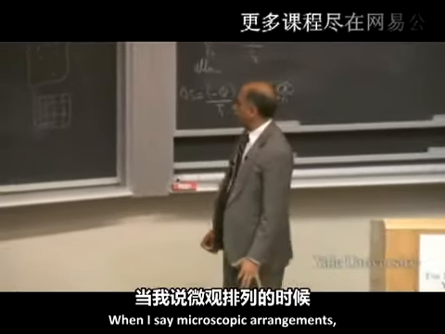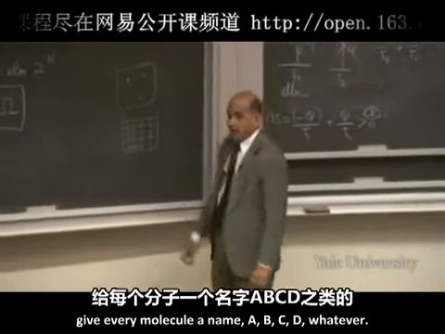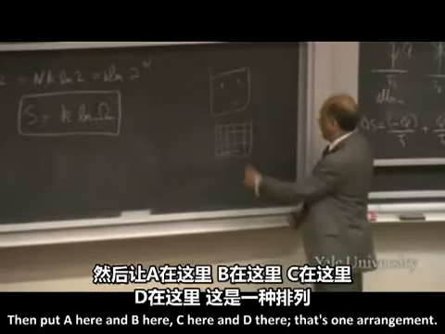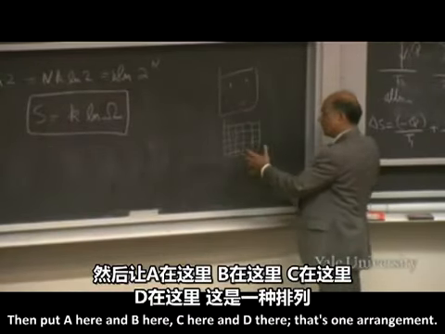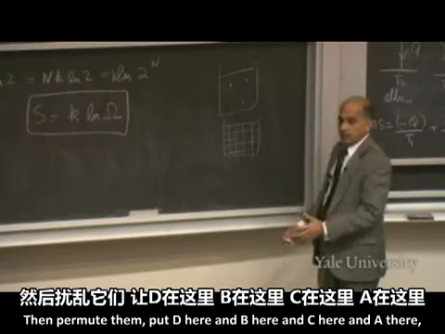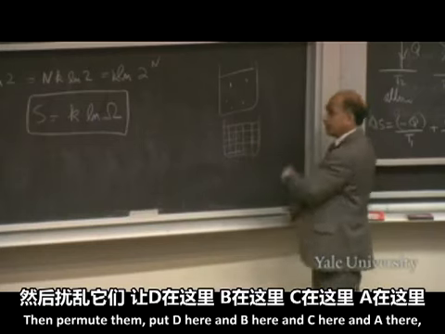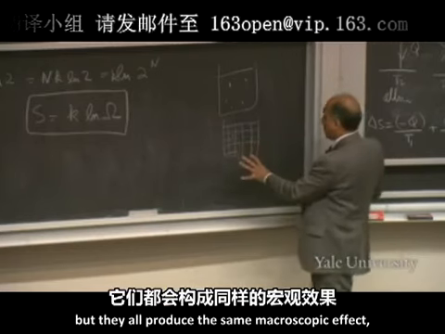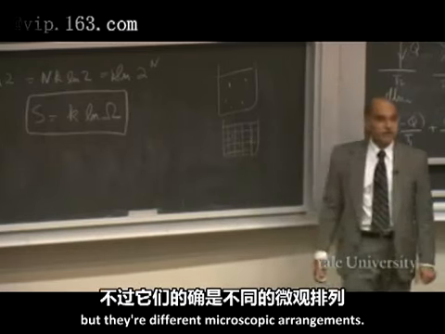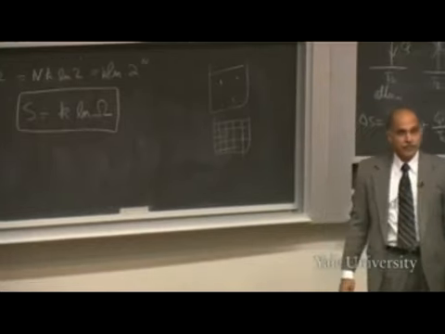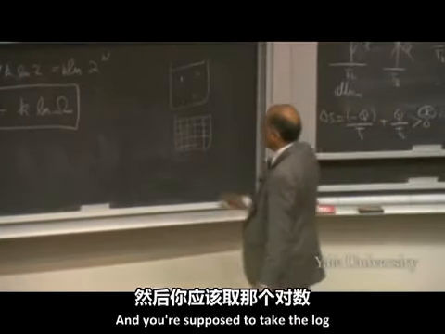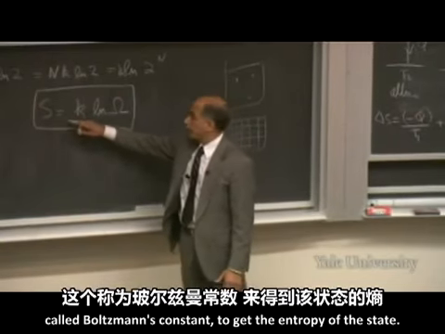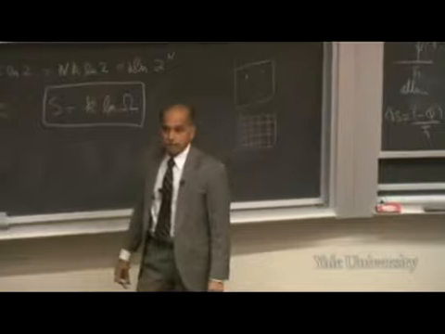When I say microscopic arrangements, I really mean the following. Give every molecule a name. A, B, C, D, whatever. Then put A here and B here, C here and D there. That's one arrangement. Then permute them. Put D here and B here and C here and A there. That's another arrangement. To my naked eye, they all look the same, they all produce the same macroscopic effect, but they're different microscopic arrangements. And you're supposed to take the log of the number of those arrangements multiplied by this constant called Boltzmann's constant to get the entropy of a state.